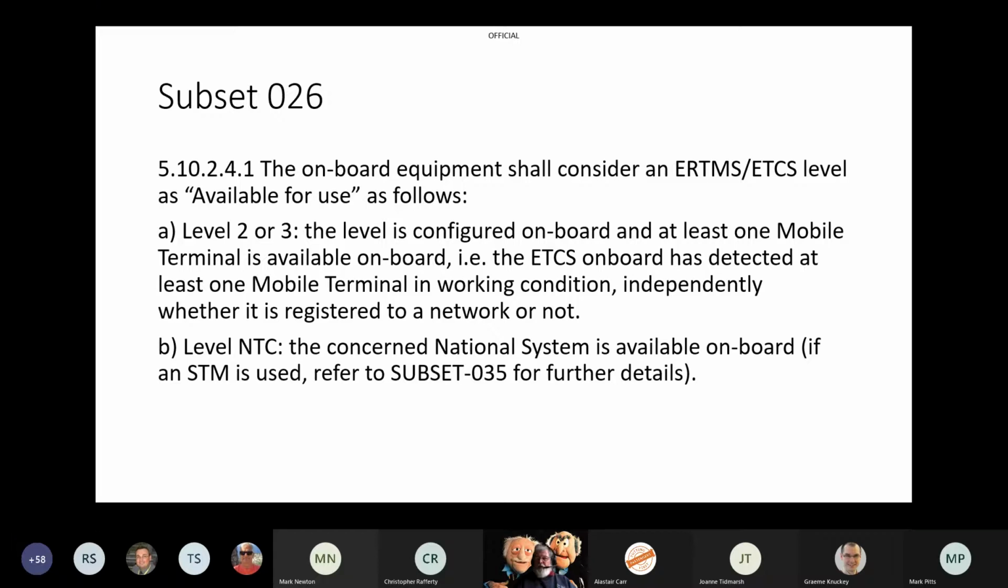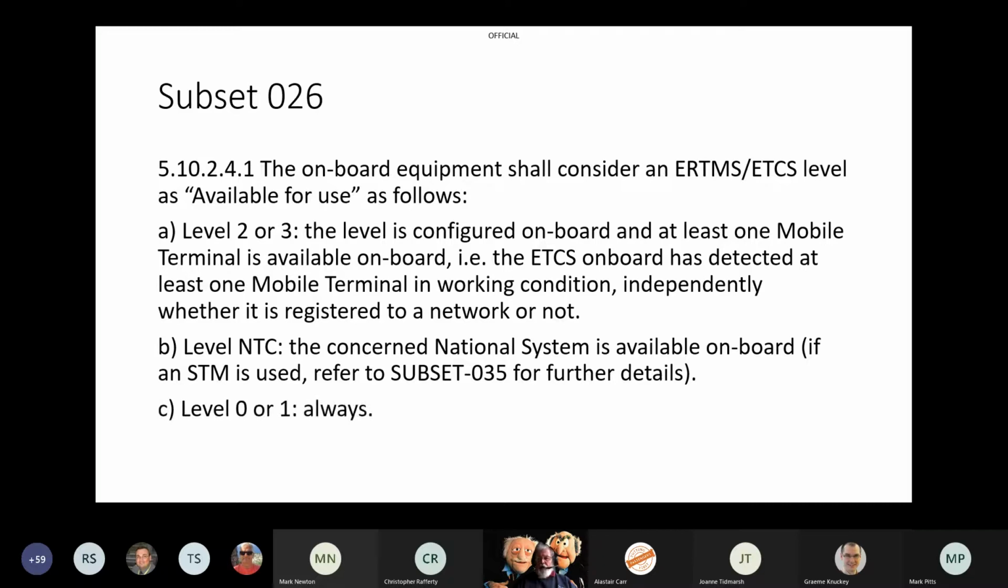For level NTC, it's a bit harder. The ETCS doesn't really recognize level NTC. It looks for an external subsystem to tell it that that particular level NTC is available. So in fact, the level NTCs are also configured on board as a list, and whenever the system is testing to see if a level is available, it will go out to an external module and ask it whether it is in working state or not. And there's a whole load of extra details about that.